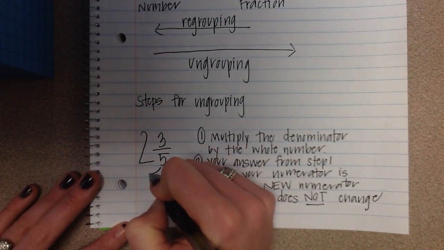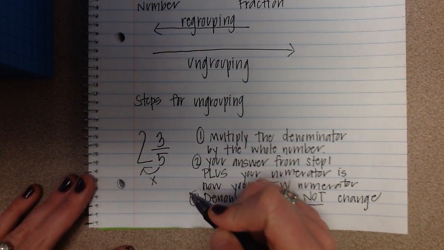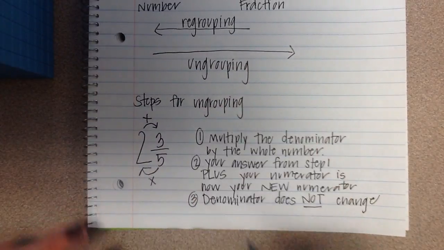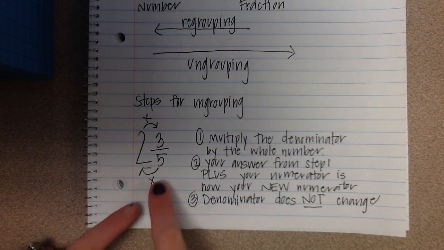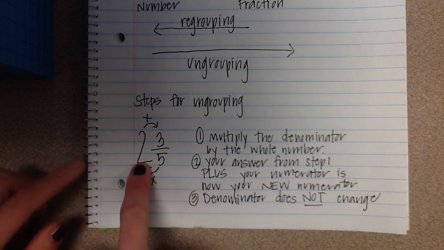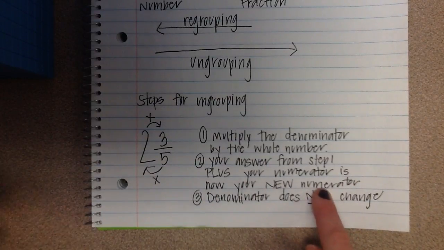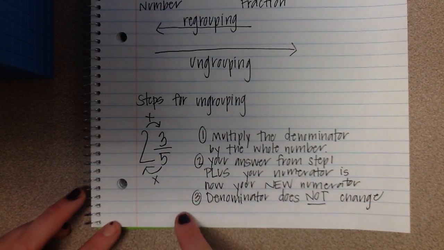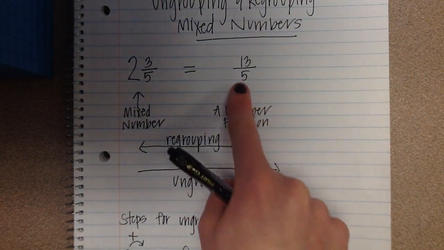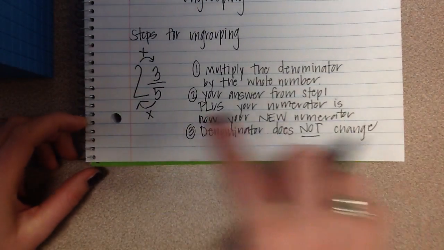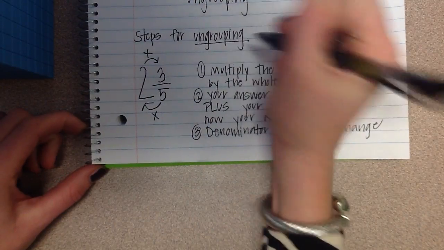So here 5 times 2 equals 10. Then from here to here is plus. It's really important that you don't make them look like times, but 5 times 2 equals 10 plus 3. And that's your new numerator. So 10 plus 3 equals 13. It says your denominator does not change. So that's how I got 13. It is super important that you know your denominator does not change. Okay? So that is for ungrouping. That's how I got it.